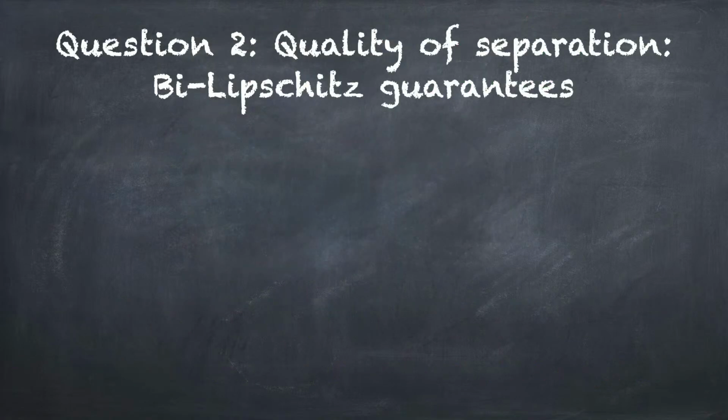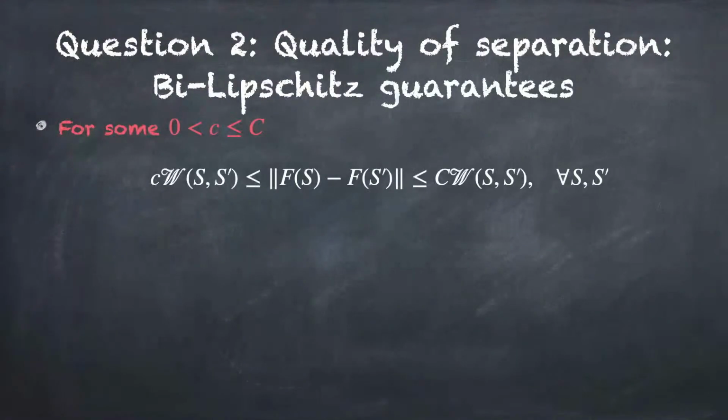So in particular, this brings us to the second question I want to talk about, which is quality of separation. One way to try to avoid the picture we saw is to talk about Bi-Lipschitz guarantees. So this means that, going back to multisets now, but abstractly, if S and S prime are either multisets or graphs or something, and we have some natural notion of distance between them, we'd like to know that the difference between the features is bounded from above and below by the actual distance, the true set distance between the multisets or graphs.